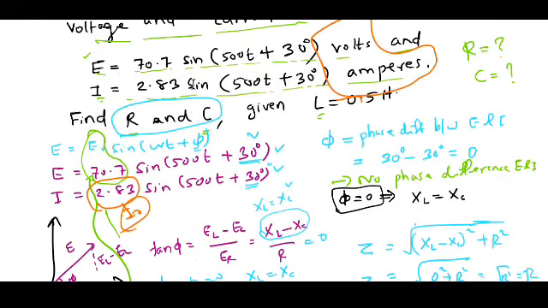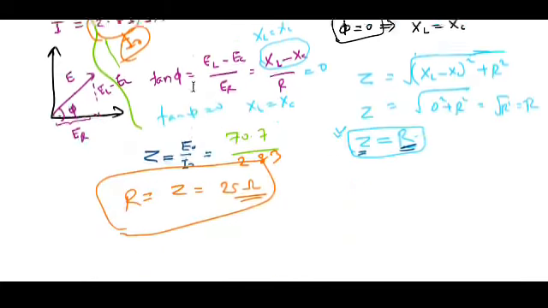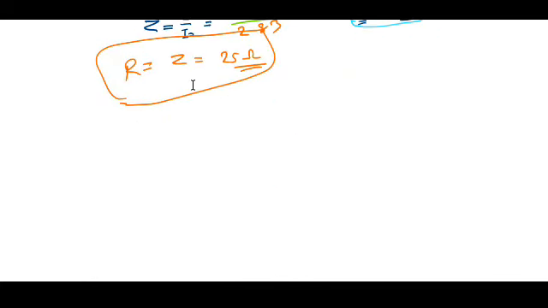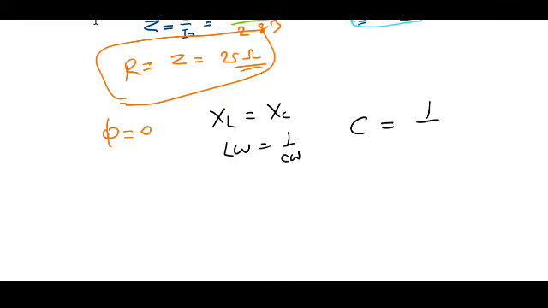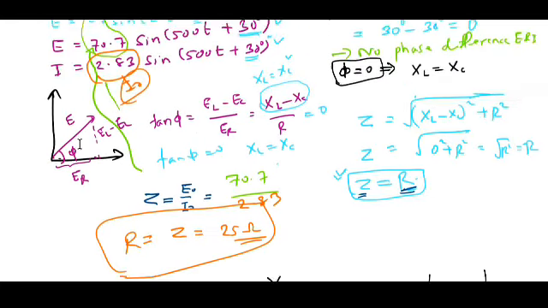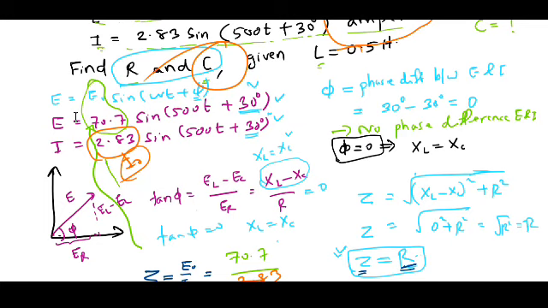The second question was, what is the value of the capacitance? To find the capacitance, we came to know that the phase difference phi is equal to 0 and XL is equal to XC, that is, L omega is equal to 1 by C omega. From this we can write the capacitance C is equal to 1 by L omega square, equal to 1 by, what is the value of L given in the question? Yes, the value of L is given here, 0.5 Henry.